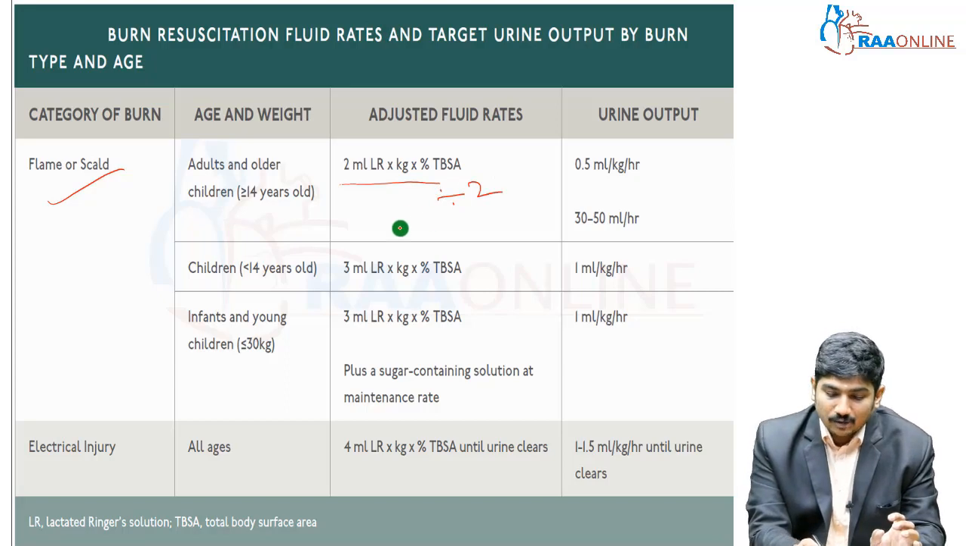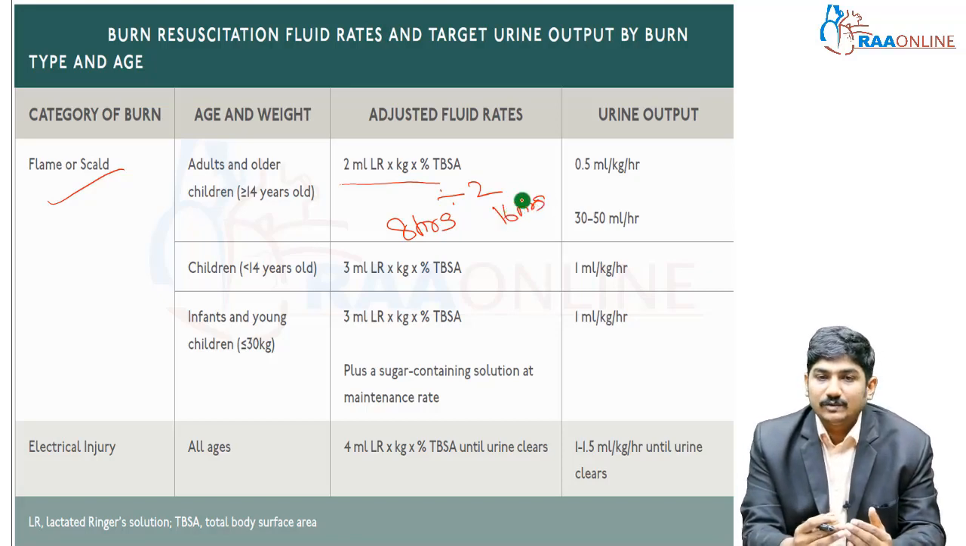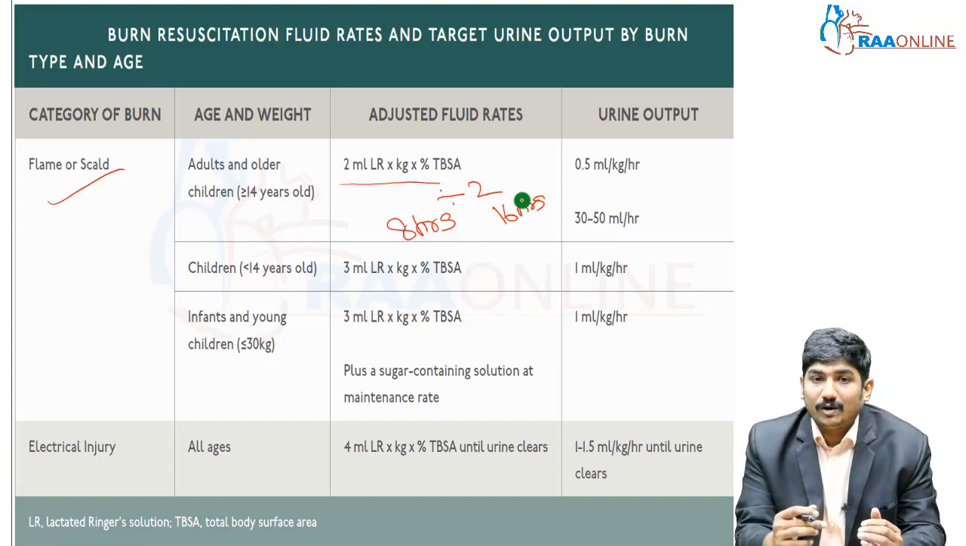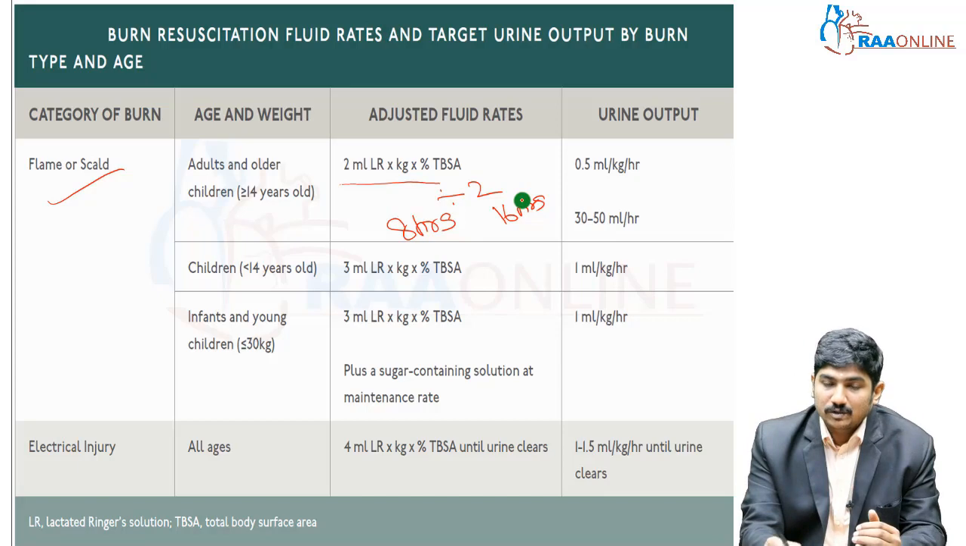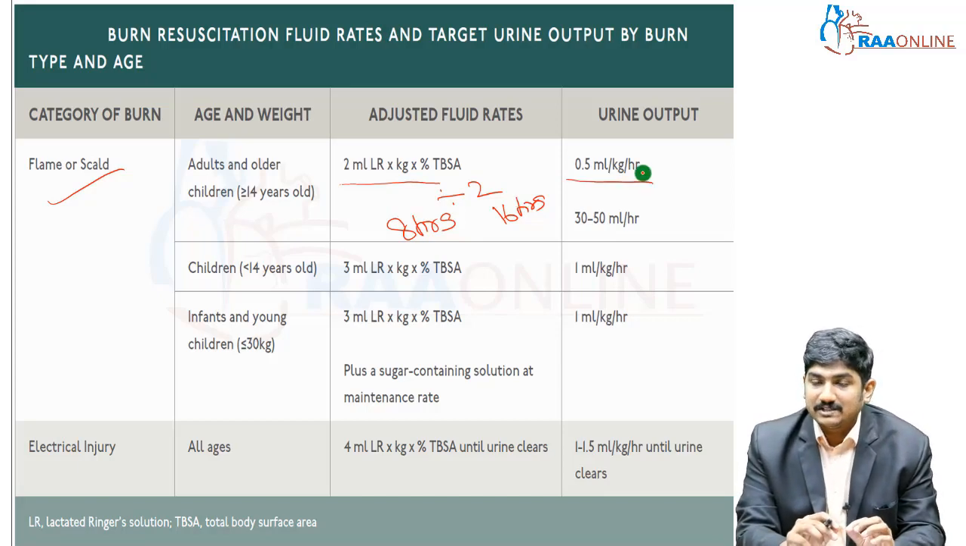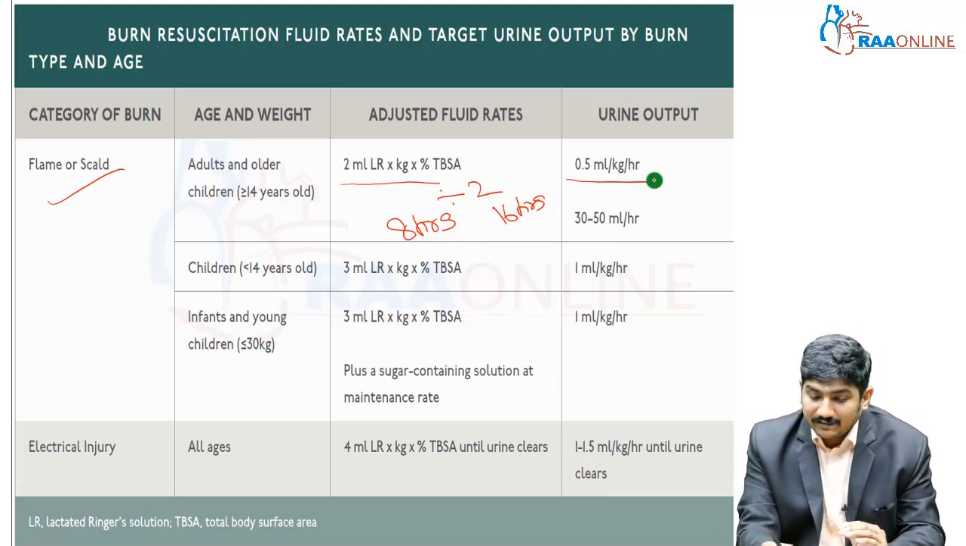The first half goes in 8 hours, the first 8 hours. The second half goes in the next 16 hours. This is the way you need to give fluids for this patient. And when you are giving this, you need to also monitor the urine output. Make sure the urine output is at least 0.5 ml per kg per hour. So this is one way of looking at it.